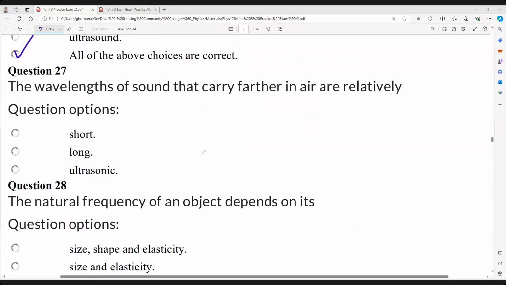The next one: size, shape, and elasticity. You remember in class we said size is important, shape is important, and elasticity is important as well.